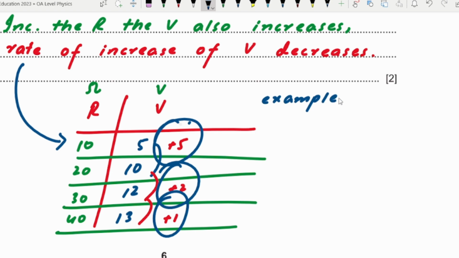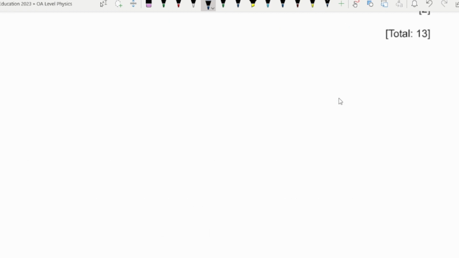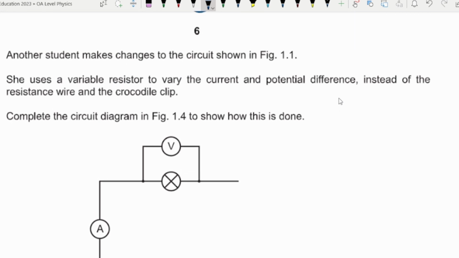The red line, the rate of increase of voltage decreases. It can mean something like this. These values are assumed values. If you want to refer to the actual values, you can take a look at the table. And we have the last part of this one. We'll finish it over here.